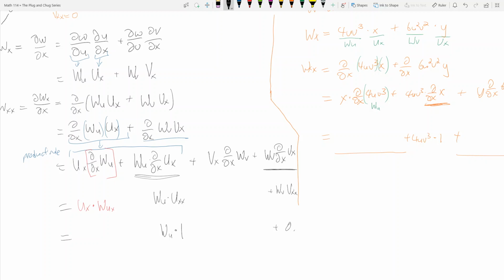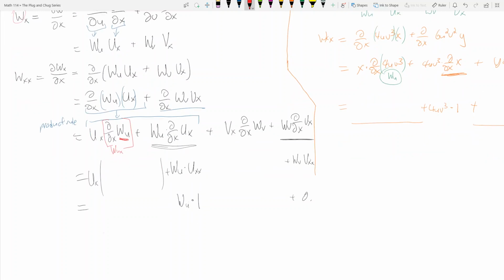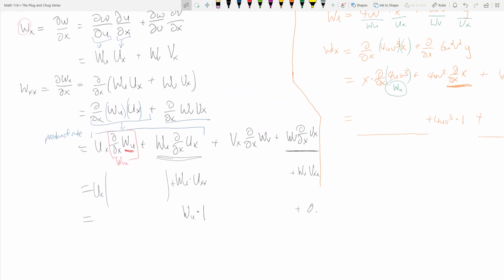And how do we do that? Well, you do it exactly like you did before. You have u sub x on the outside, and then you're multiplying a bunch of stuff. Now, the function that has to take the chain rule is w sub u. Well, we already know what w sub x is. So this guy is really w sub u sub x. That's what we're trying to find.